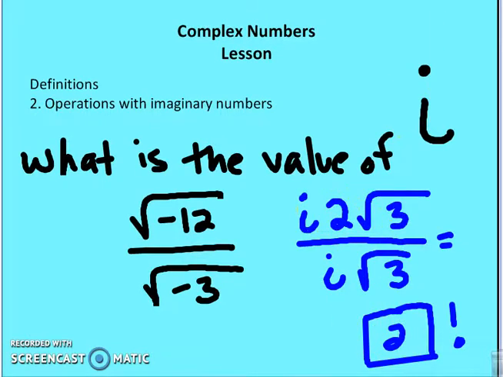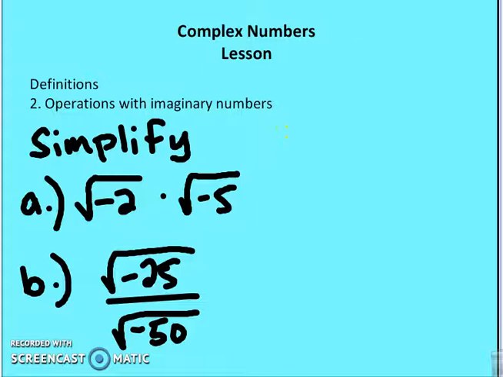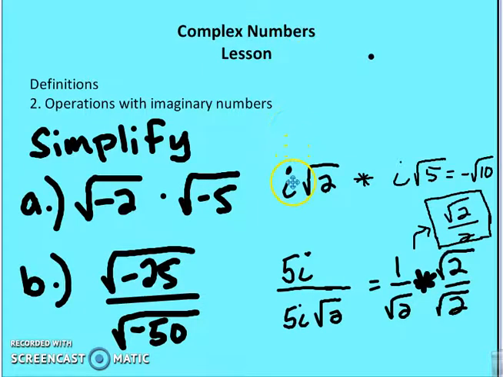All right, simplify these. We'll come back. All right, so again, this becomes i root 2 times i root 5, which is negative 1 times root 10. Second, 5i, perfect square 25, 5i root 2, so you end up with 1 over root 2. Then you have to reposition the problem by rationalizing the denominator, multiplying both the numerator and denominator by the square root of 2. Square root of 2 over 2 is your answer for B.